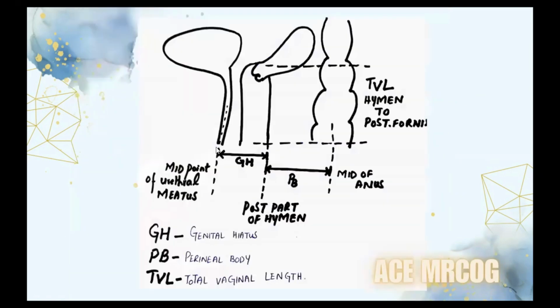So this portion from the middle portion of the external urethral meatus to the posterior part of the hymen is called the genital hiatus, and from the posterior part of the hymen to the middle point of the anus is called the perineal body. Okay.